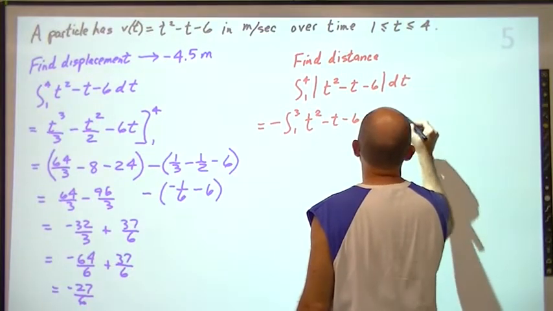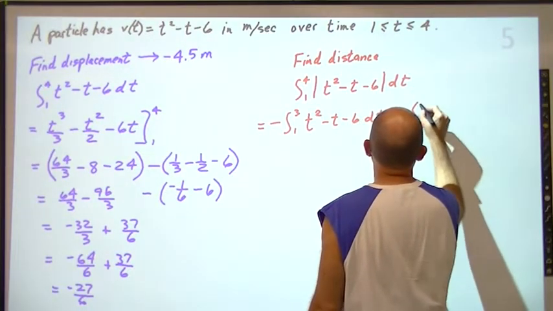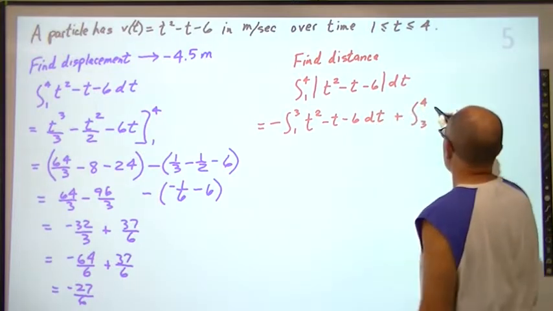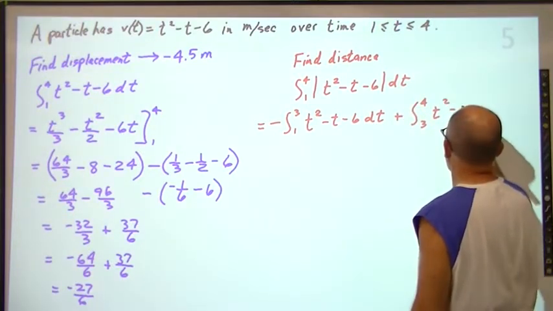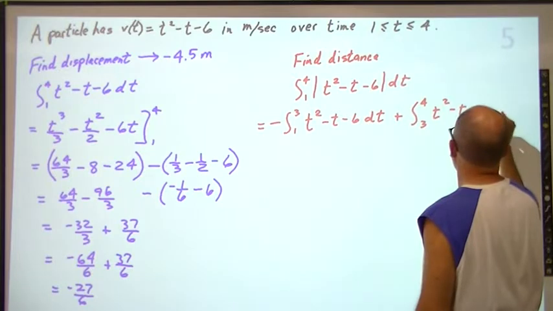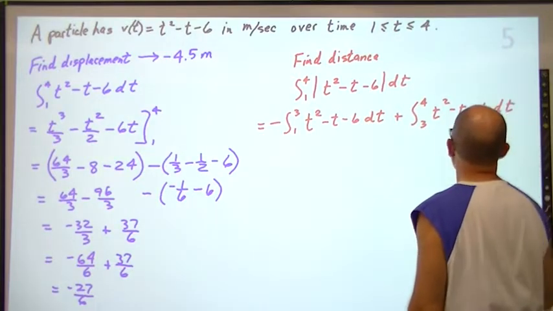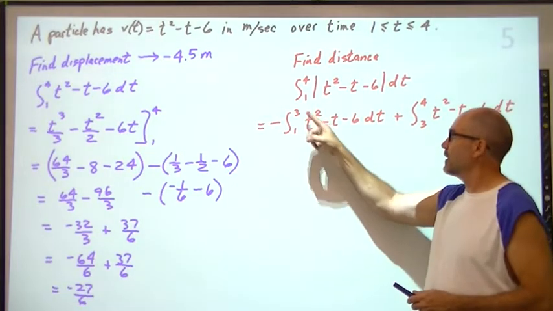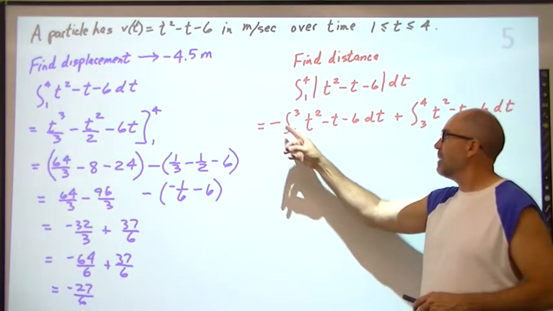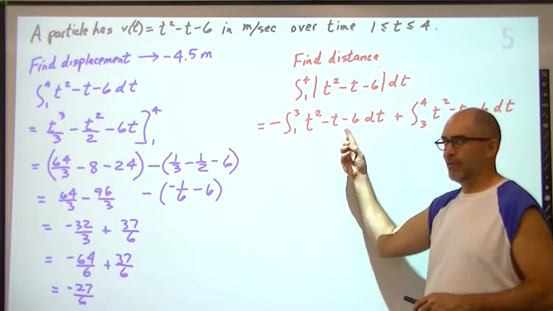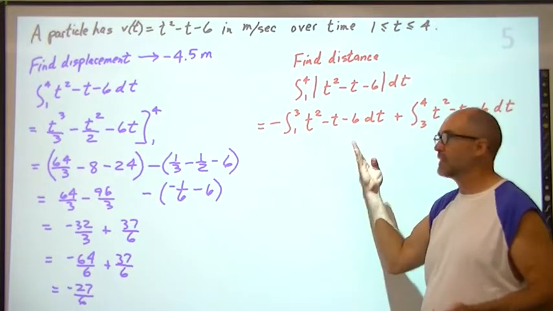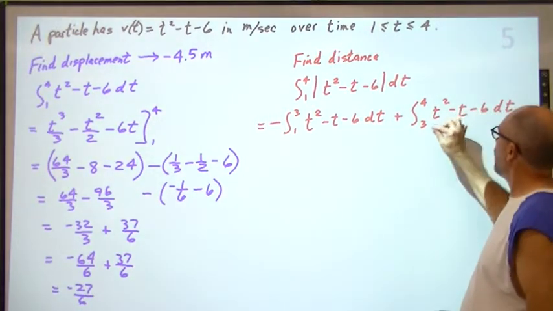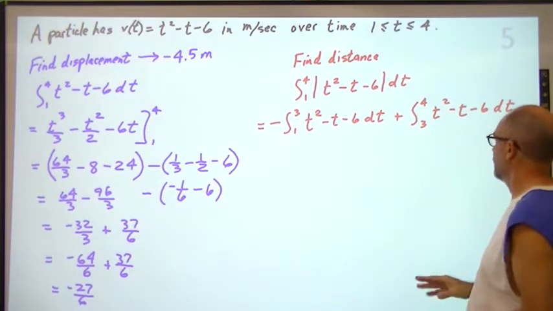And then we go from 3 to 4 of the positive. Notice, since I know it's negative from 1 to 3, the absolute value says make the negative negative. Therefore, it's positive. And then I know it's positive from 3 to 4, so I leave it.